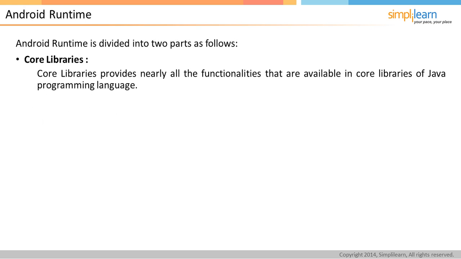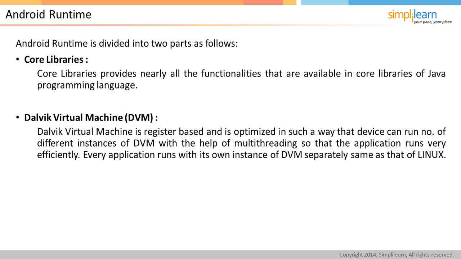Android runtime is divided into two parts, core libraries and DVM. Core libraries provide nearly all the functionalities that are available in the core libraries of the Java programming language. Dalvik Virtual Machine, DVM, is register-based and optimized in such a way that a device can run a number of different instances of DVM with the help of multi-threading so that the application runs very efficiently. Every application runs with its own instance of DVM separately, just as in Linux.